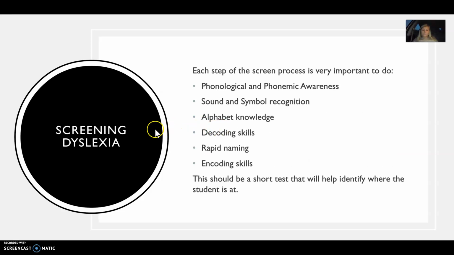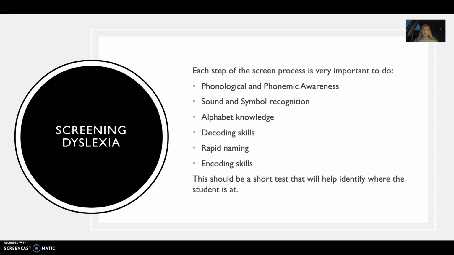Screening dyslexia. Each step in this process of the screening is very important to do. And it also should be a short test because we all know that students have trouble with just sitting there and listening and testing. So each of these bullet points are very important. Phonological and phonemic awareness, sound and symbol recognition, alphabetic knowledge, decoding skills, rapid naming, and encoding skills.